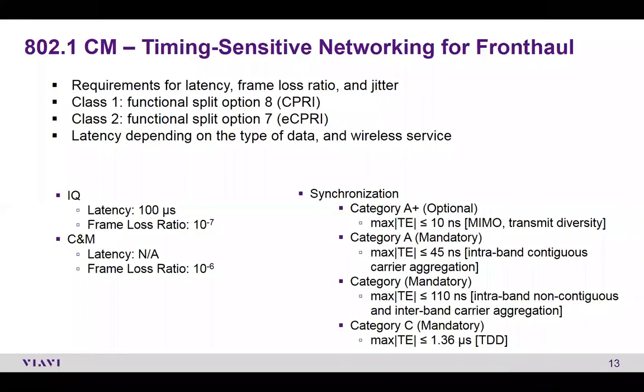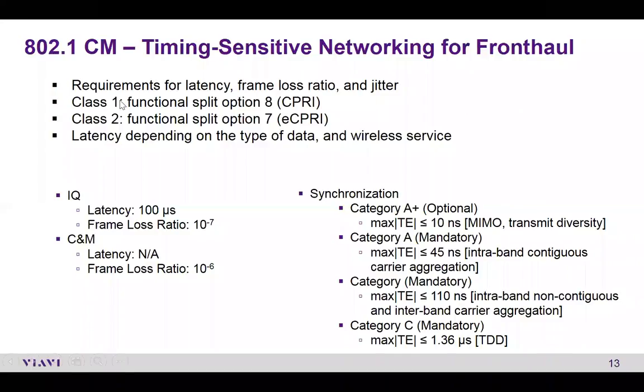We have had lots of activities in IEEE over the past 2-3 years, at least, on this fronthaul. And what do we need to do to enable the transport for this delay-sensitive and jitter-sensitive fronthaul and for radio? That's why the IEEE 802.1CM working group was formed several years ago to look into that, to see how we can use the bridged Ethernet network.